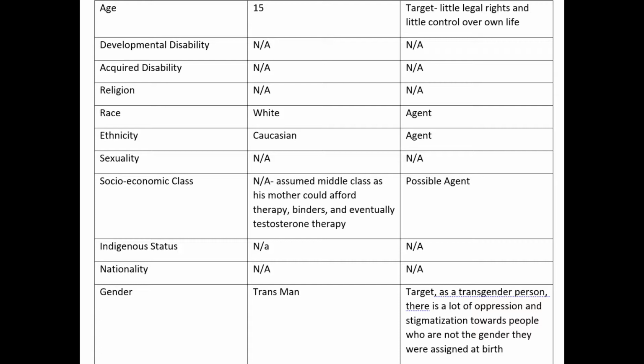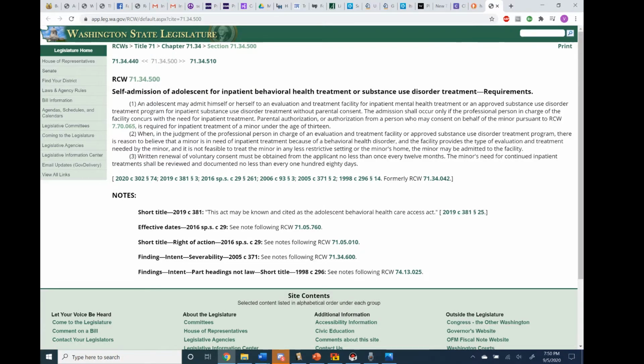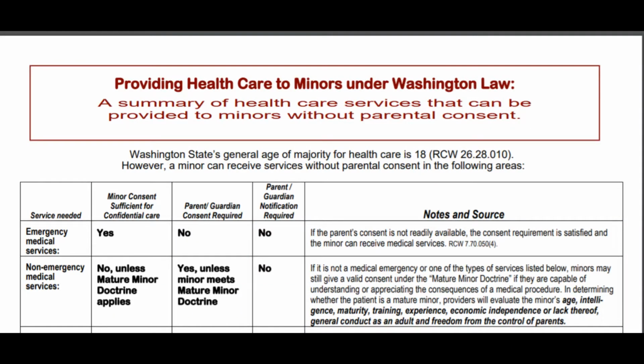Now, we don't know which state this is happening in, so we aren't sure of the age of consent. In the state of Washington, minors over the age of 13 who are deemed competent are allowed to consent to psychological care without parental approval, and this is according to the RCW, Revised Code of Washington, Title 71, Chapter 71.34, Section 71.34.500. However, just because he can consent to psychological care, he is still not allowed by law to consent to non-emergency medical treatment unless the mature minor doctrine is applied.